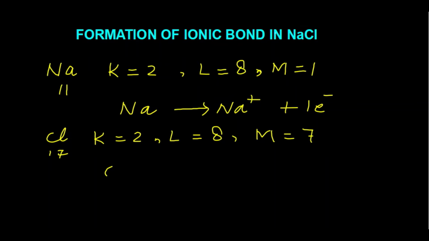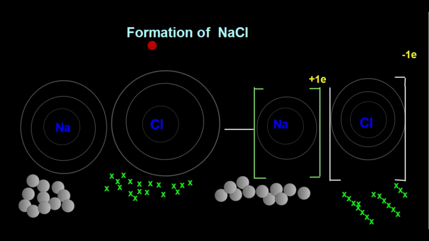So the electron which is lost by sodium is picked up by chlorine. Chlorine changes to chloride ion having a -1 charge. After picking up this electron, chlorine completes its octet in its valence shell, that is the M shell, and now it becomes stable. Now we will see the formation of sodium chloride with the help of an electron dot and cross structure.